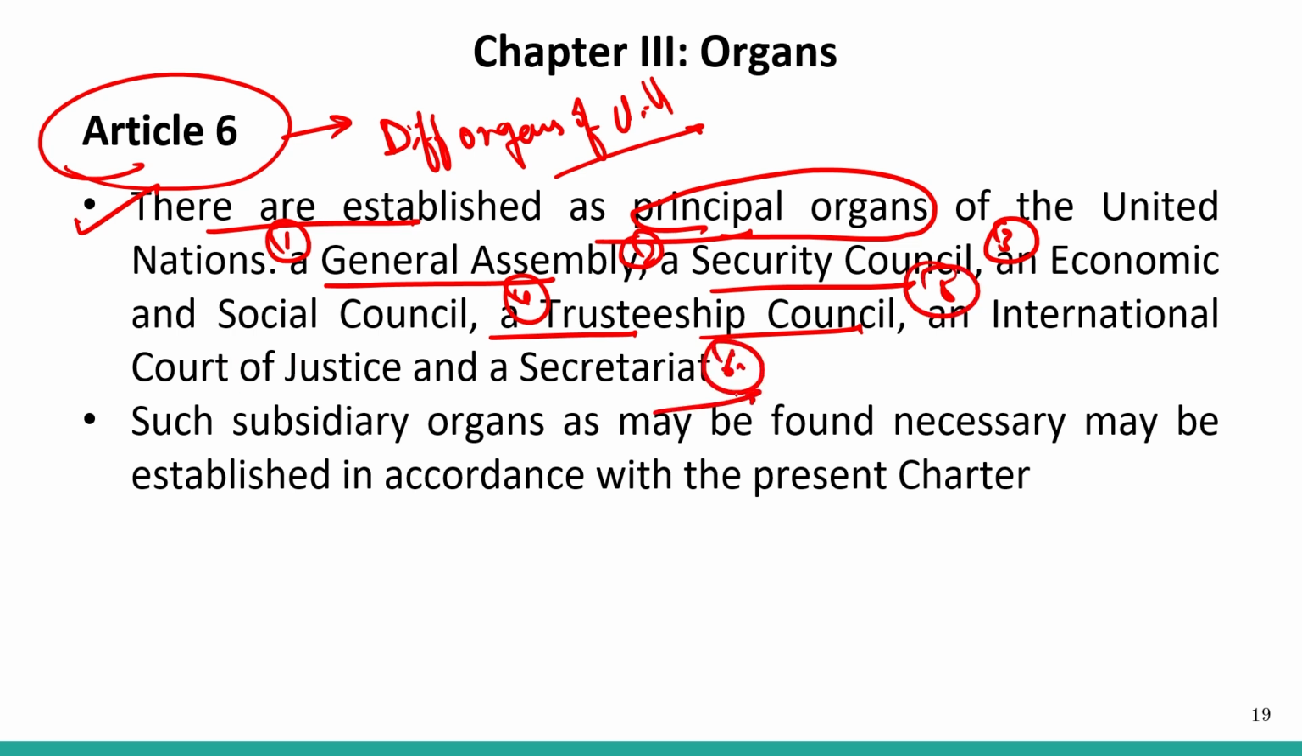So if you want to remember this, Article 6 equals 6 organs. Okay, so 6 organs, and it has been mentioned under Article 6. Such subsidiary organs as may be found necessary may be established in accordance with the present Charter. So it is not exhaustive. It can also increase in future, when it is needed that one more organ should be created, and based on that particular decision, new organs can also be created.